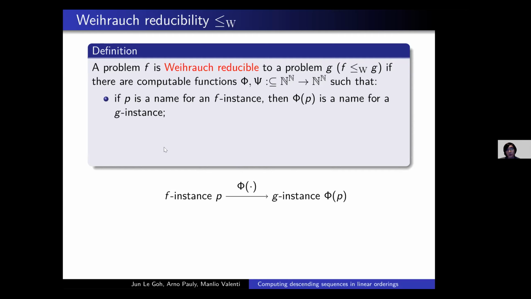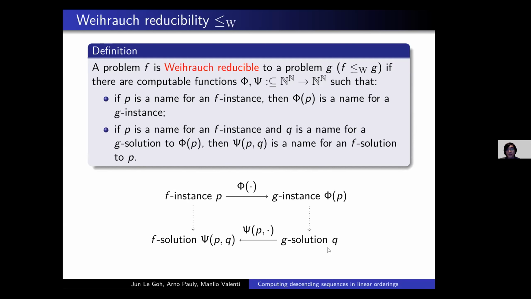Secondly, we also want the following. So let's say we're given a name for a G solution to this G instance. So let's say Q, okay? Then we want to be able to go backwards, right? And this time, this is where we use this psi. So psi applied to this Q is going to give us an F solution to the original F instance P.